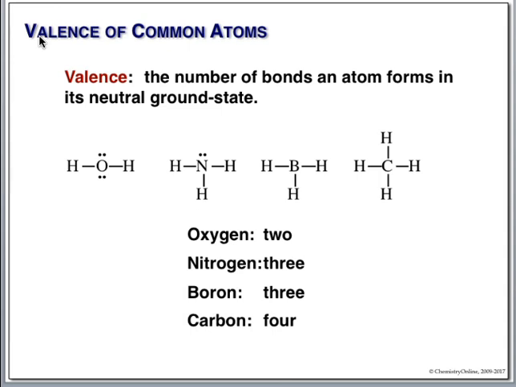For something like oxygen, we form two bonds. We have two pairs of electrons left over, still an octet around the oxygen. For nitrogen, we form three covalent bonds, one unshared pair. Boron also has a valence of three, but no extra electrons, so it only has six electrons around it, making it very hungry for electrons, called a Lewis acid.